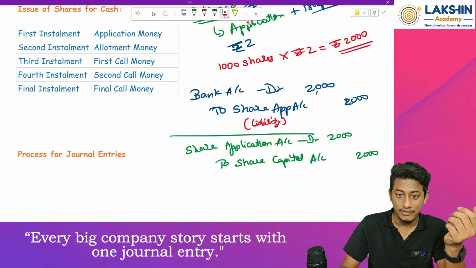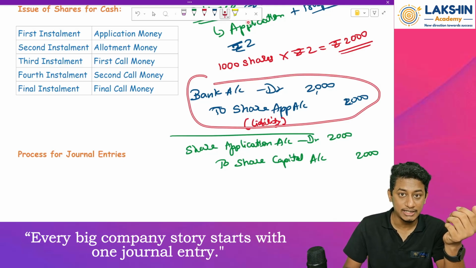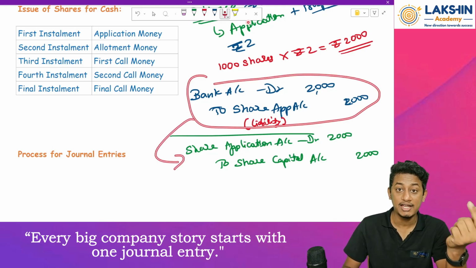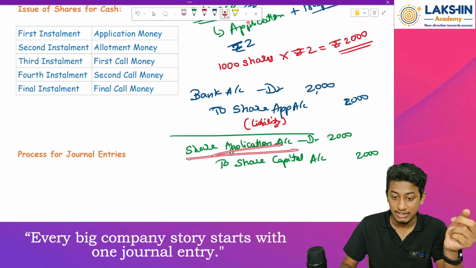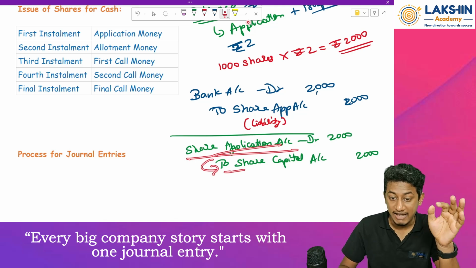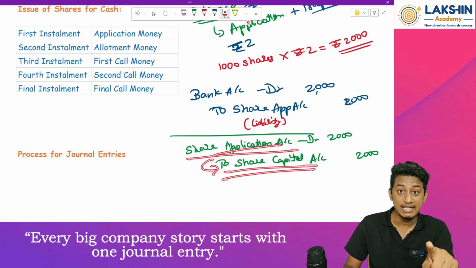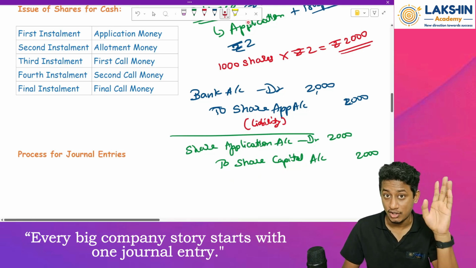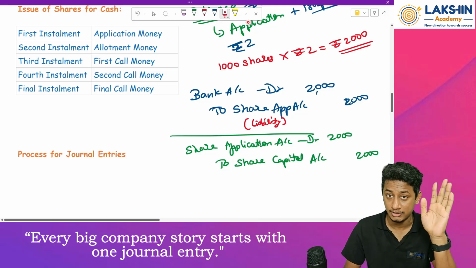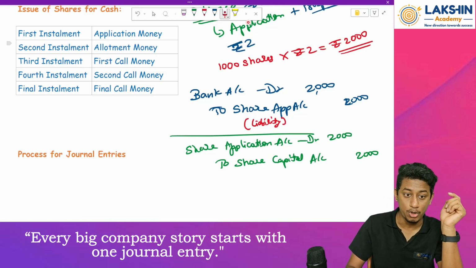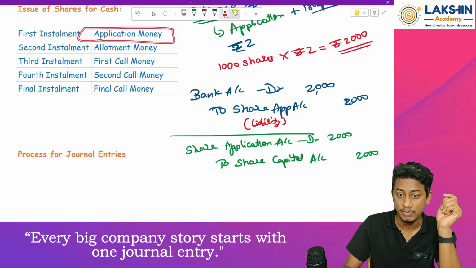Clear? So the first entry is passed when I receive the money on application. Then the second entry will be passed when I transfer the application money to my share capital. Where will this share capital go? To the balance sheet on the liability side. Clear? Okay. This was my first entry, for the stage of application. So my application stage is done.